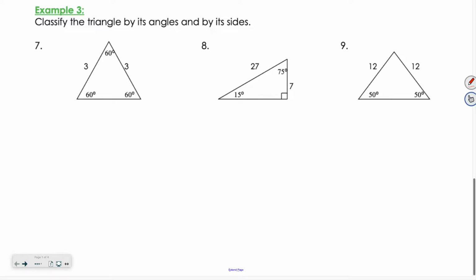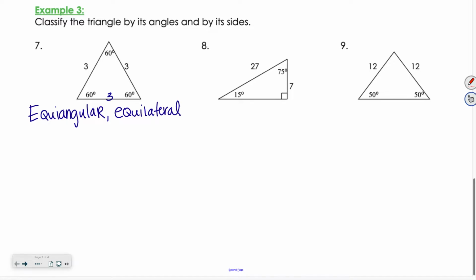All right, number 7. What kind of triangle by angles? Equiangular. And if you write equiangular, you have to write what? Equilateral. Even though there's not a 3 there, I should know that it is equilateral.